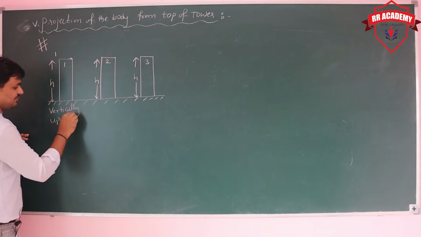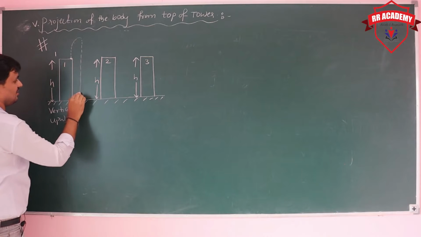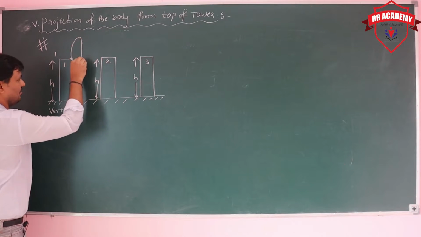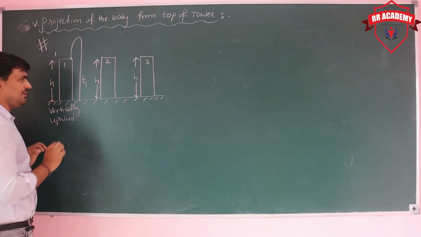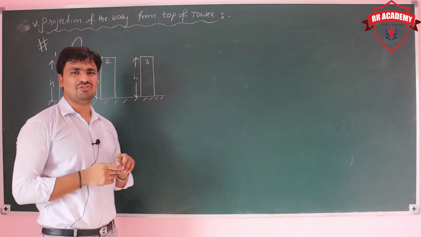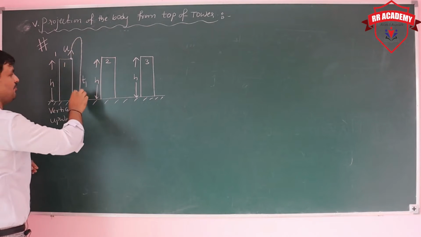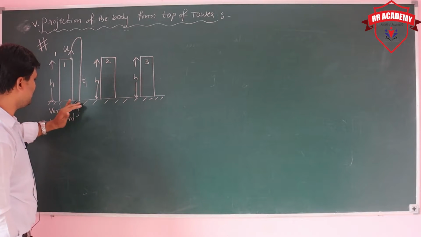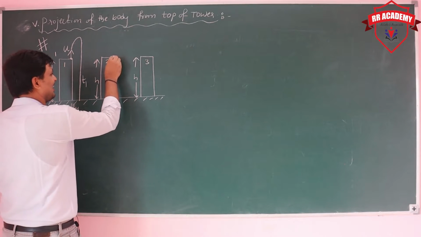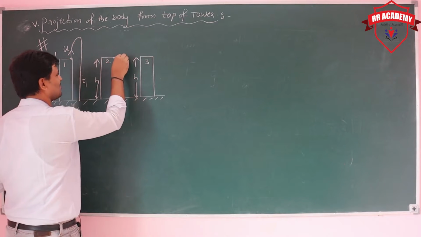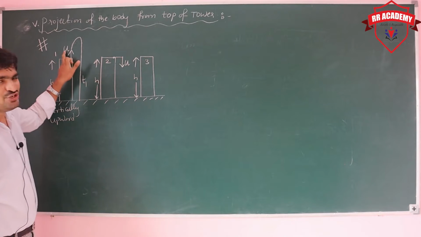Vertically upwards, and the time taken by the body to reach the ground is given as t1 seconds. Means from here to here, how much time is taken? t1 seconds. With how much velocity? U velocity vertically upwards. The time taken by the body to reach the ground is t1 seconds. From the second tower, with the same velocity, the body is projected downwards. How much velocity? U velocity only.